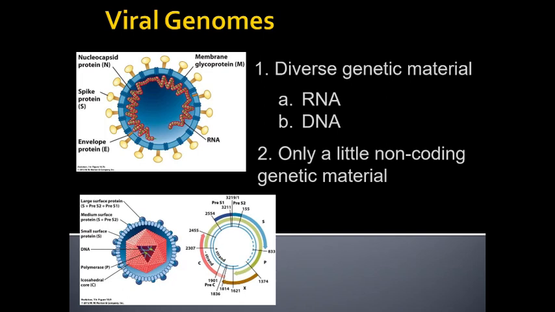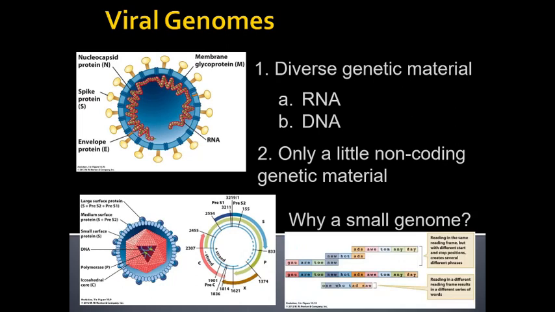And as we mentioned, they have very, very little non-coding DNA. In fact, many viruses take this to an extreme level where they have a very efficient, compact genome. So we'll look at an illustration, and then we'll actually look at a simple map of the COVID virus genome. So why do they have such a small genome? Well, basically, it's for efficiency.